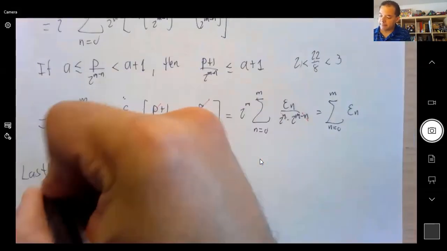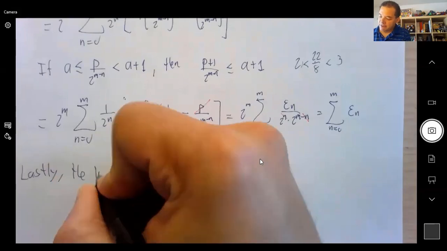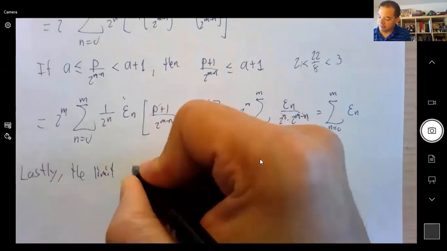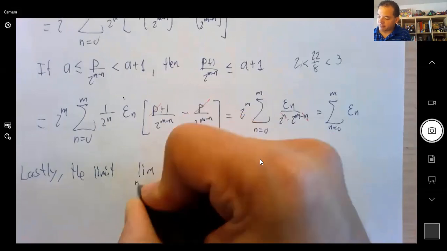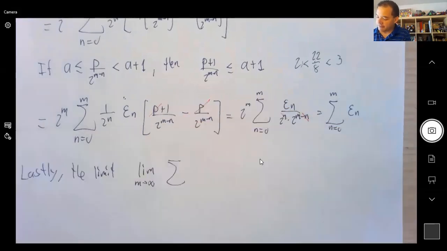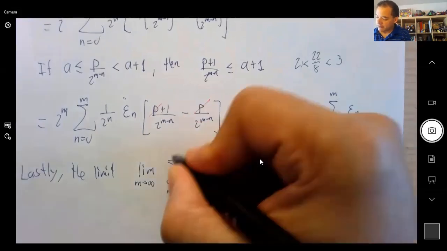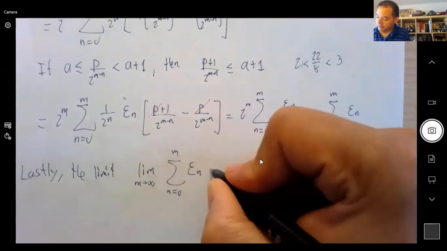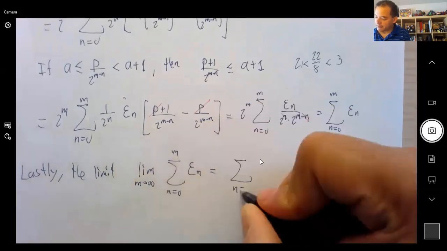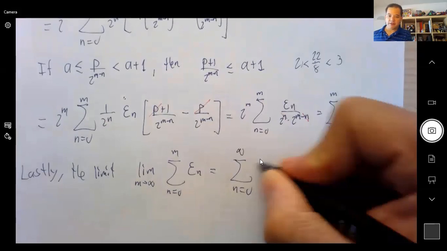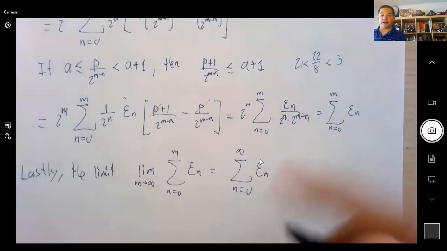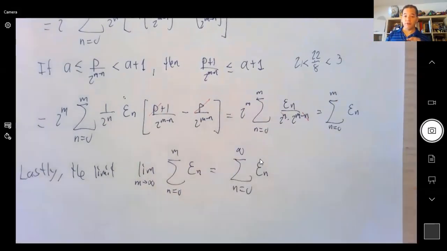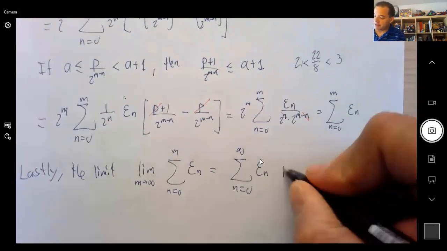So lastly, the limit when m goes to infinity of these sum of epsilons. So it's the same as writing it this way, right? By definition, it's like a series of ones and negative ones. Thus it is not convergent.